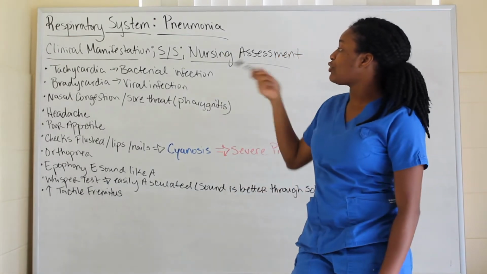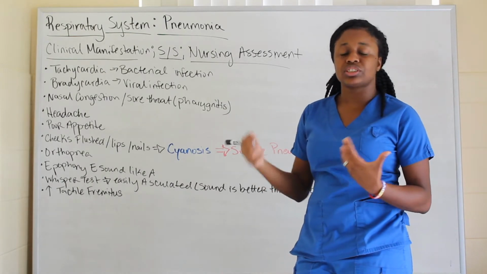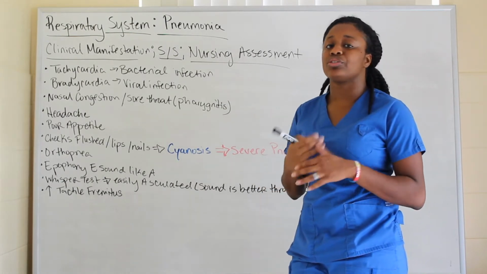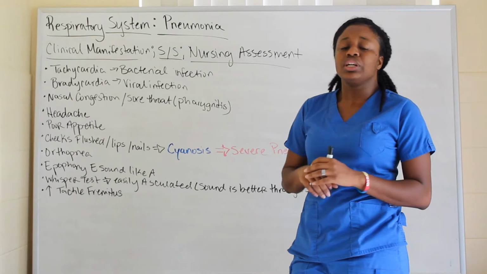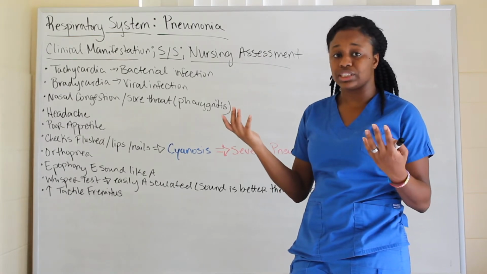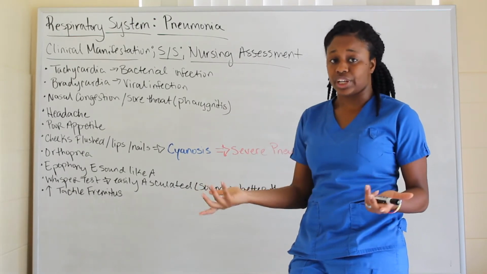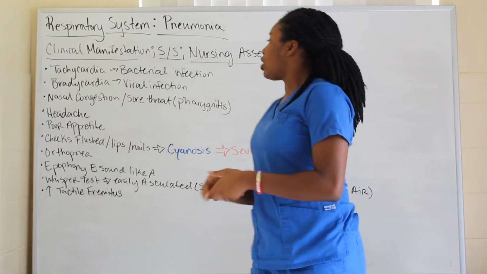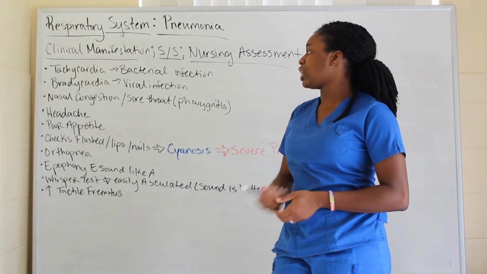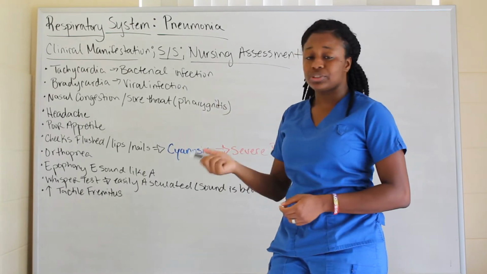So you're going to have tachycardia, which is seen more in bacterial infections, and then you have bradycardia, which you will see more in viral infections. It doesn't mean that just because you see someone with tachycardia or bradycardia, something is not right. It can just give you an idea that, hey, they may have two different types of infections. So keep that in mind. Also, you have nasal congestion, and you have your sore throat, which is pharyngitis. You also have headache and poor appetite.